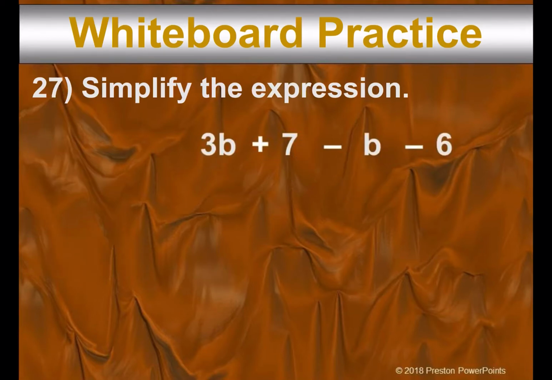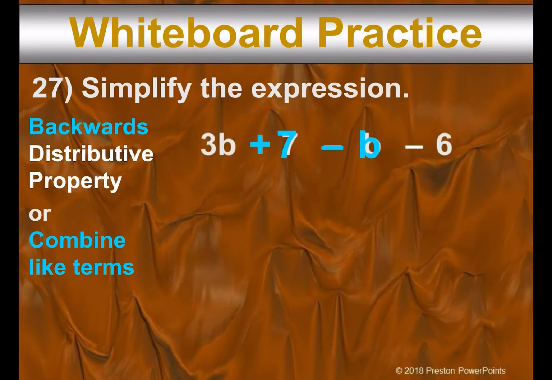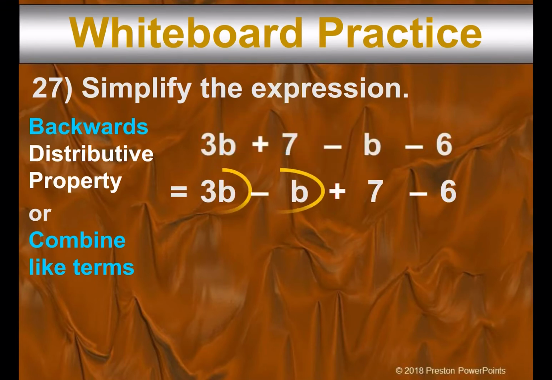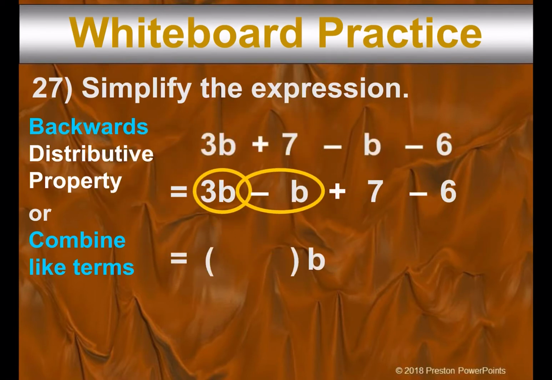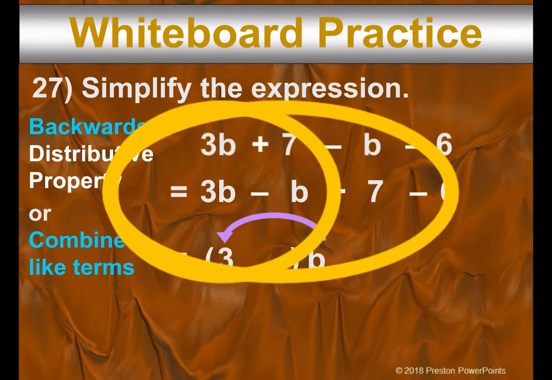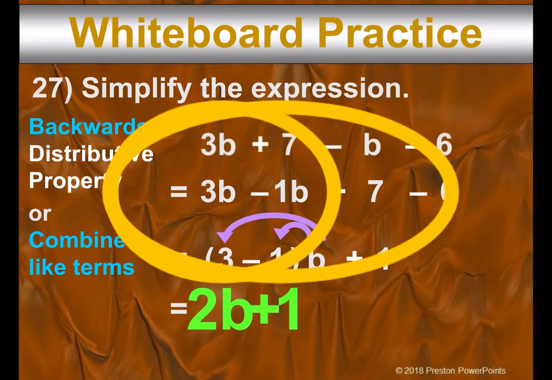Then let's simplify this expression. 3b plus 7 subtract b subtract 6. So let's see what I can combine. If I do that backwards distributive again, then I have the 3b subtract the b. So what can I take out of that? If I take the b out, I have 3 subtract 1. And then positive 7 subtract 6 is positive 1. So it ends up being 2b plus 1.